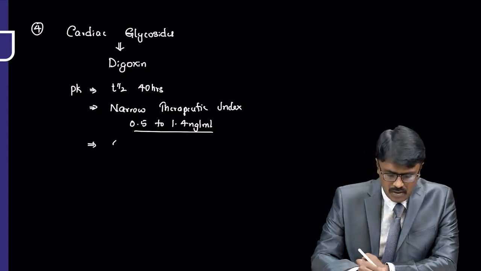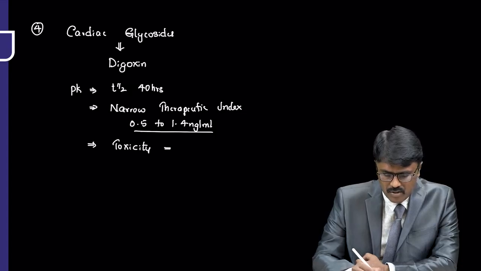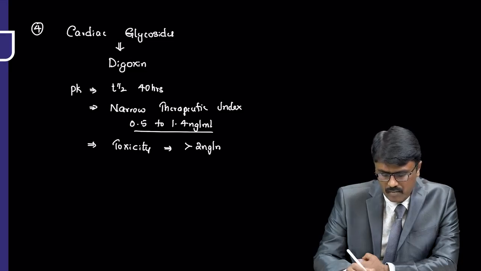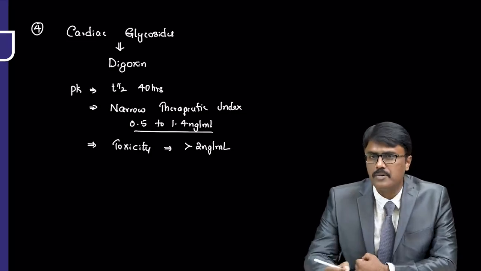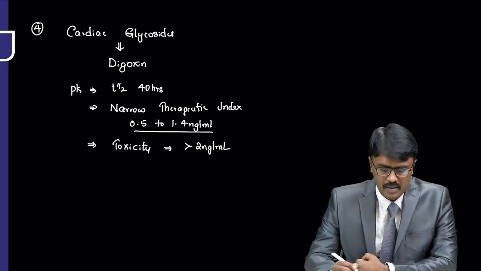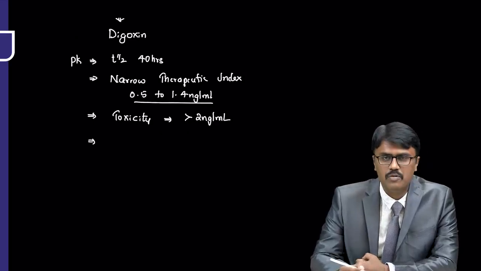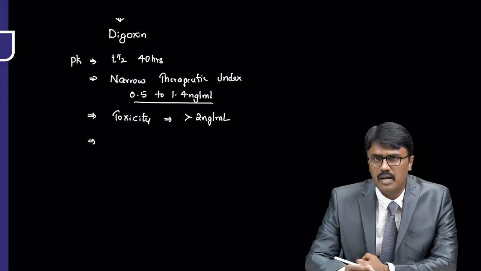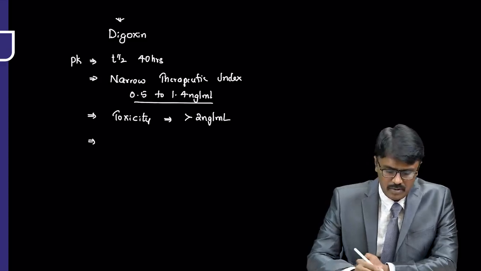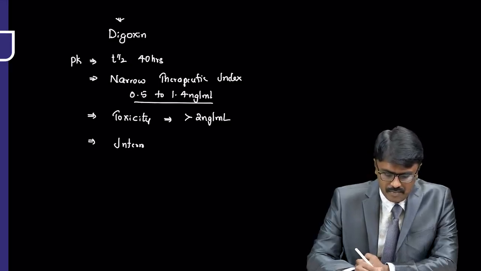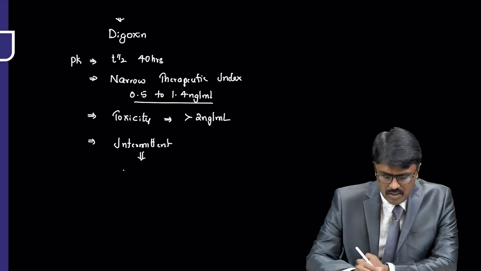Now, what is the toxicity level for this? The toxicity level for digoxin is more than 2 nanogram per ml; this level can lead to digoxin toxicity. Suppose you want to achieve this 0.5 to 1.4 nanogram per ml in an emergency, there are two things you can do. Either you can give it intermittently and then achieve steady state.